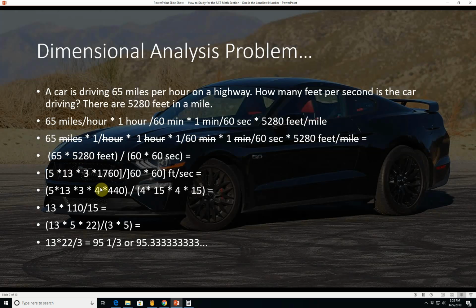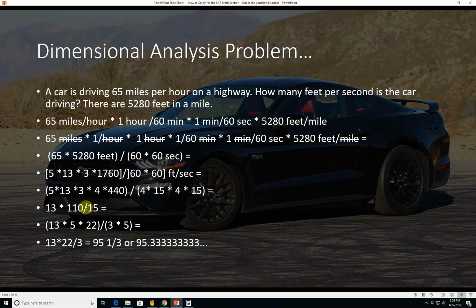Well, all right. I know that 1760 is 4 times 440. So we have 5 times 13 times 3 times 4 times 440, divided by 4 times 15 times 4 times 15. All right. One thing I know is that 440, as you can probably guess, is 4 times 110. So that cancels out a 4 here and a 4 here. And then this 4 and this 4 cancel out. And we have a 5 and a 3. So that is a 15. So that cancels this out.